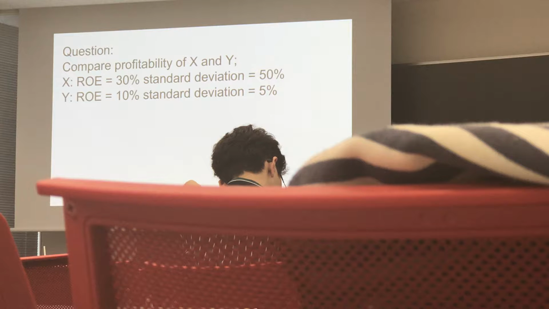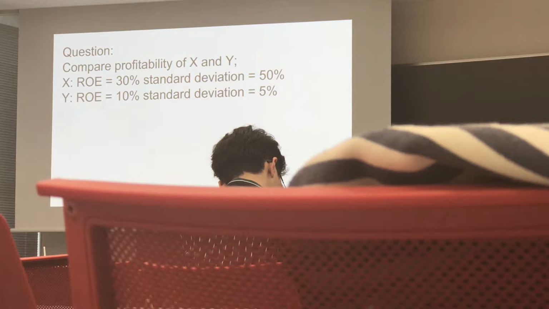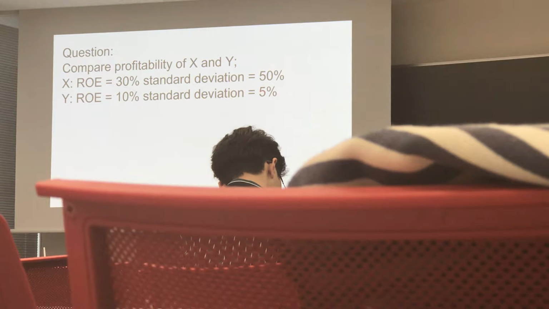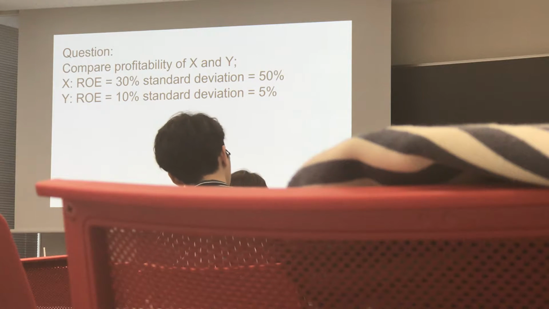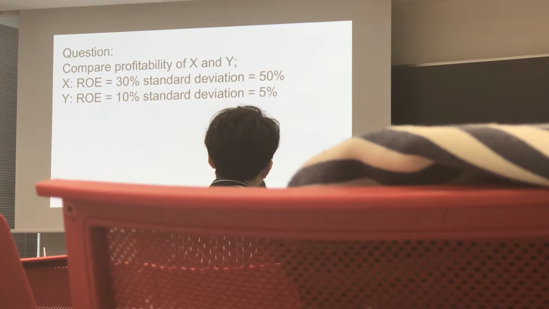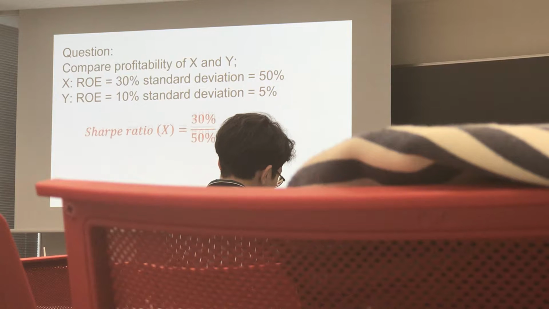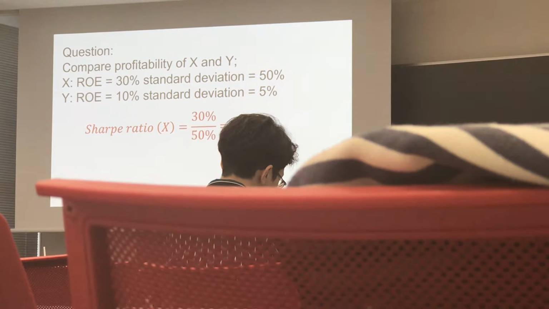And this is the exercise for the Sharpe ratio. Compare the profitability of X and Y company. X company has ROE 30% and Y has 10%, and the standard deviation, that is the measurement of the volatility or fluctuation, is 50% for X and 5% for Y. So if we compare those different types of companies, the Sharpe ratio is quite useful.